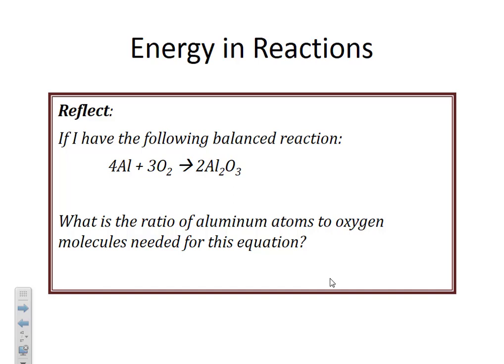So if we're looking at the following balanced reaction, we have 4 moles of aluminum, 3 moles of our diatomic oxygen, producing 2 moles of our aluminum oxide. So what is the ratio of aluminum atoms to oxygen molecules needed for this equation? So when we're looking at this, going back to prior lessons, we're looking at the coefficients that are out in front of each of the elements.